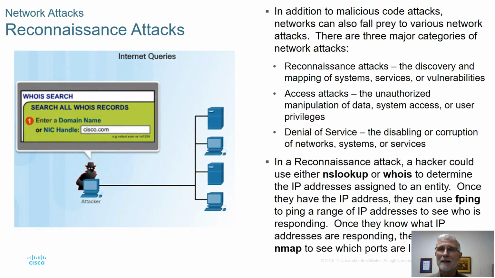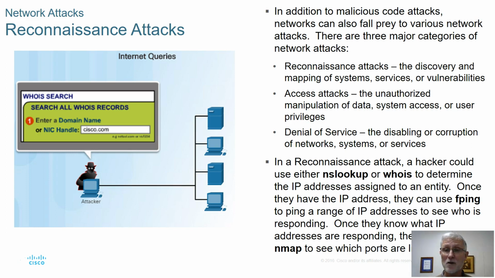Now, in addition to malicious code attacks, there are different categories of attacks on the network. One, it's reconnaissance attack. It's kind of trying to discover and map out your system. Two, it's an access attack. I mean, it's an unauthorized manipulation of data or system access. Or you get the denial of service, which means I'm going to do something that would prevent people from getting into your system.